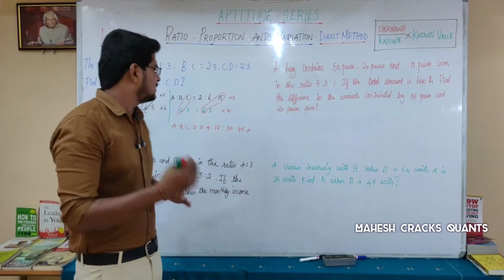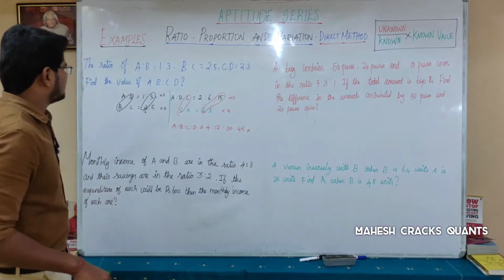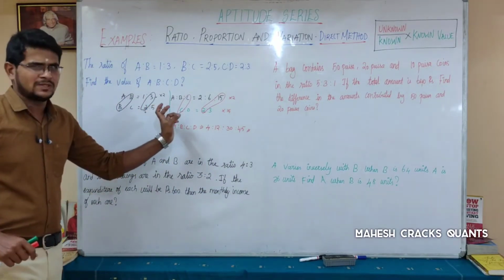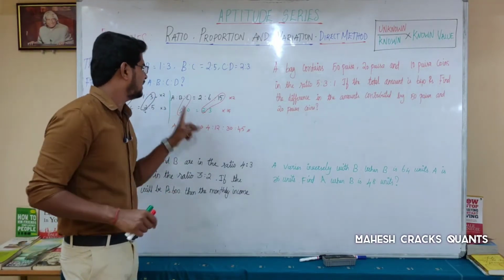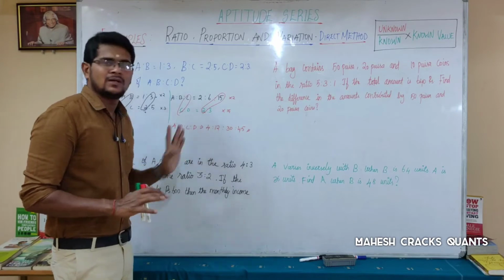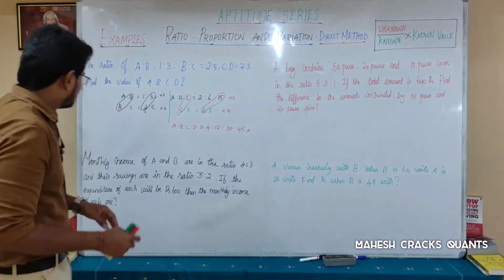This is the easiest way to solve. So first thing is you have to find A is to B is to C. And then next step is using C and D, you have to find A is to B is to C is to D. That's it. Let's move on to the next question.